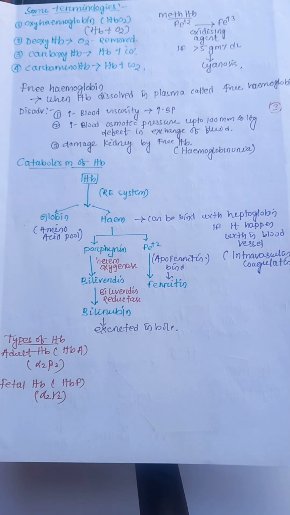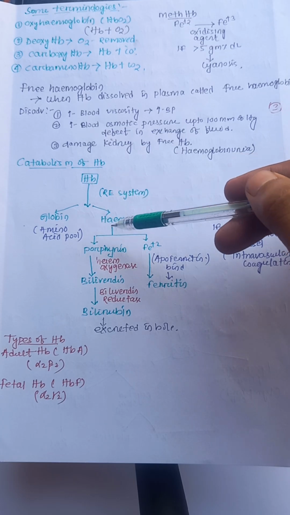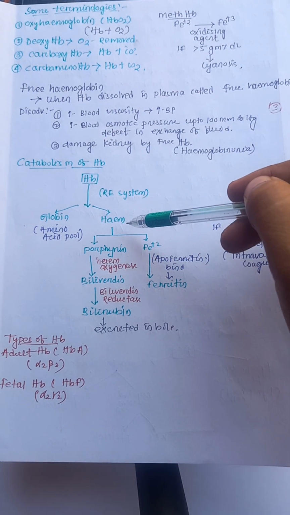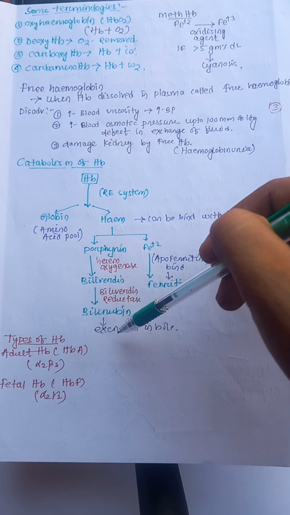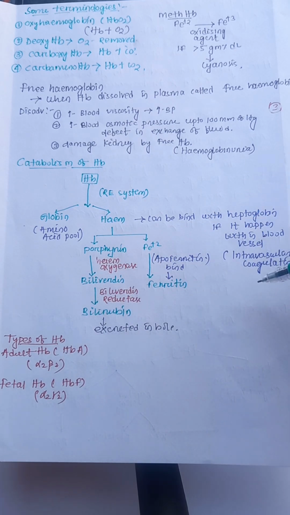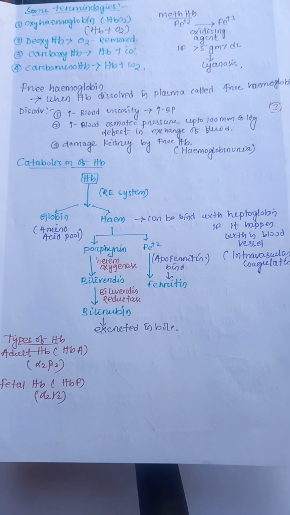Okay, so next is the catabolism of hemoglobin. Catabolism of hemoglobin is by the reticuloendothelial system, where hemoglobin is converted into globin and heme, and heme is converted into iron and porphyrin. Porphyrin is converted into biliverdin and bilirubin by heme oxygenase and biliverdin reductase, and the iron goes to ferritin, and globin goes to the amino acid pool, and free hemoglobin binds to haptoglobin. So if there is intravascular hemolysis, the hemoglobin binds with haptoglobin and there is a decreased level of haptoglobin in the bloodstream.